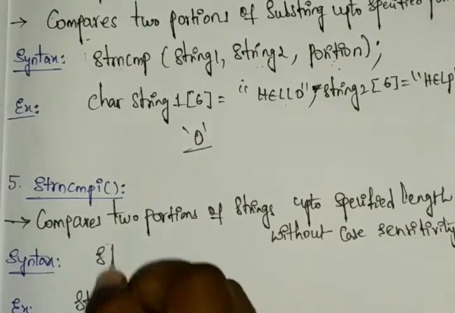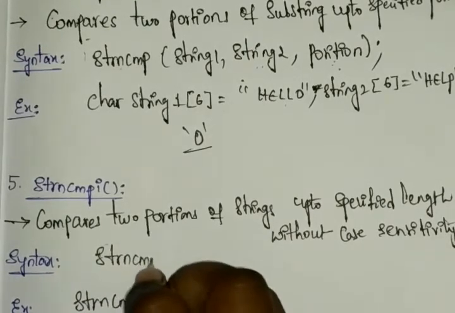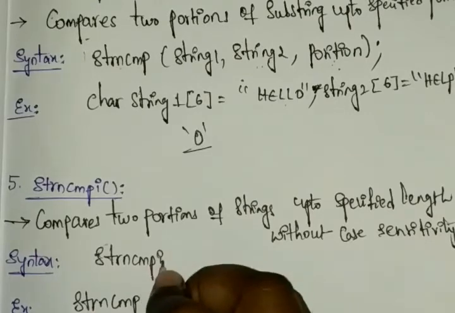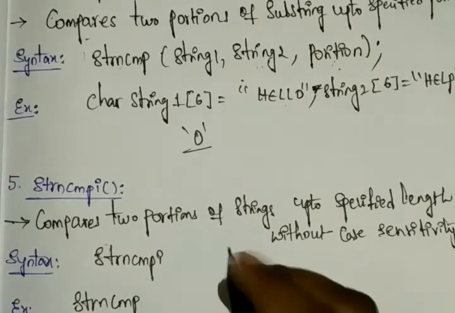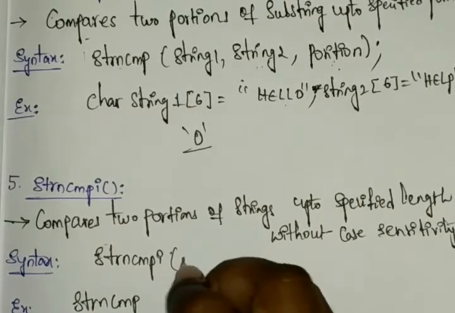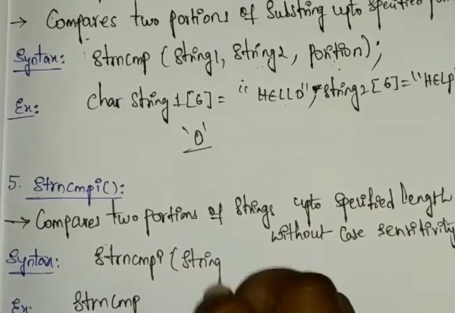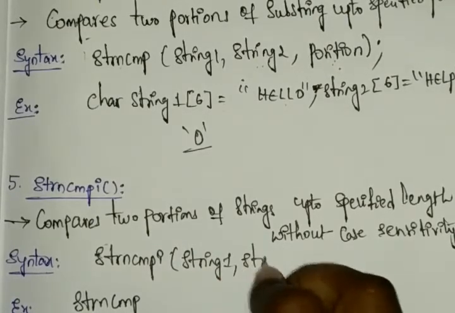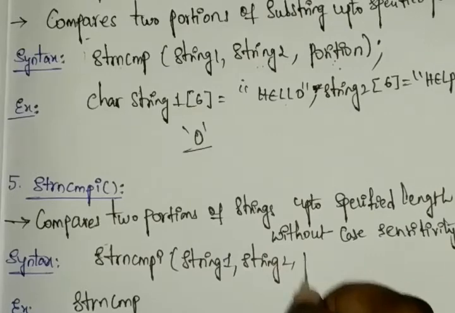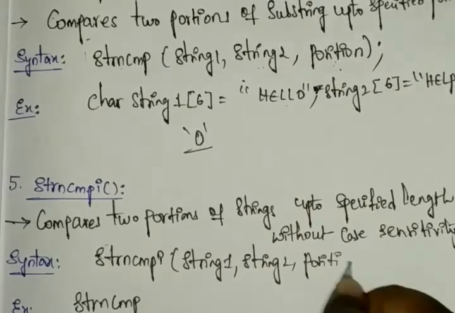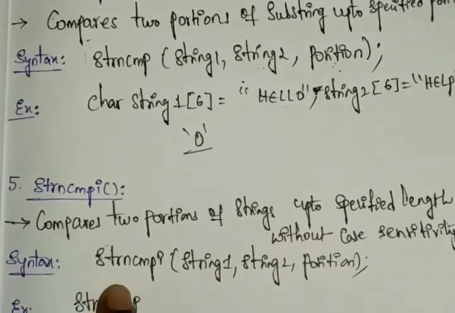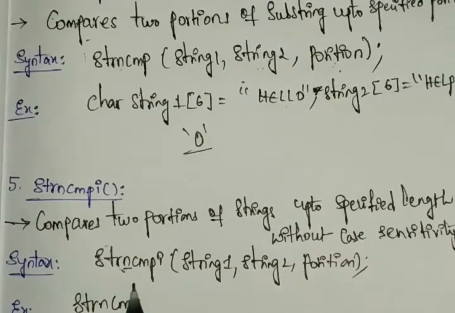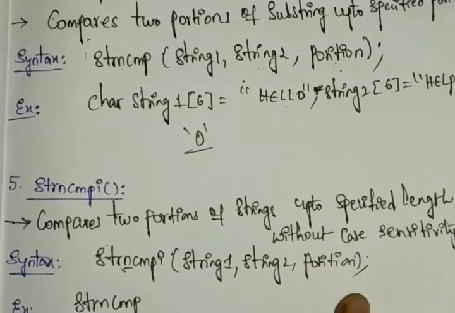Sorry, here we need to be right. strncmp and I. Here I means without the case sensitivity, we are taking string 1 and string 2. And next here you will have the position. Why do we have the position? Here we are choosing the n. That's why it will have our position.